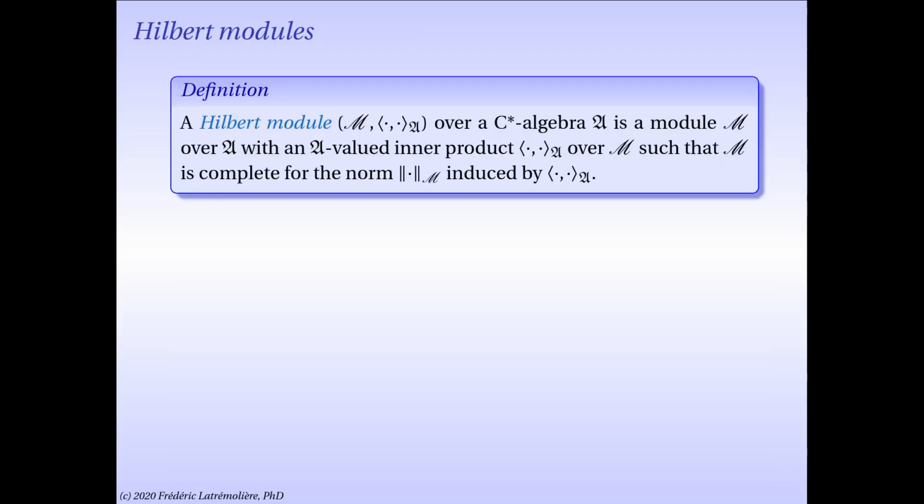A Hilbert module over a C-star algebra A is a module M endowed with an A-valued inner product such that M is complete for the norm induced by said inner product. It should be noted that not all properties of Hilbert spaces hold for Hilbert modules. For instance, not all module maps have an adjoint. Nonetheless, the theory of Hilbert modules is rich and very important to C-star algebra theory, for instance, in its role in the study of induced representations and Morita equivalence by Rieffel.